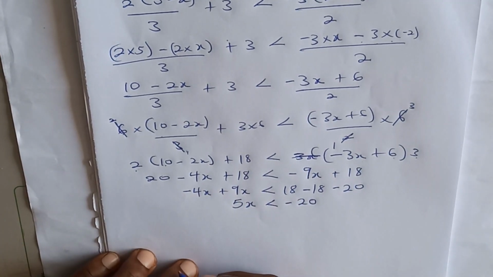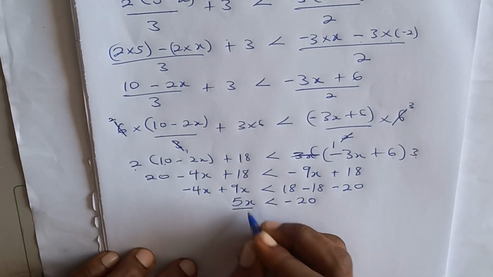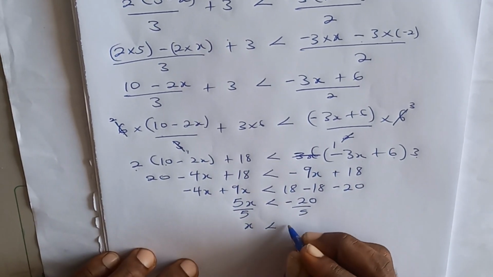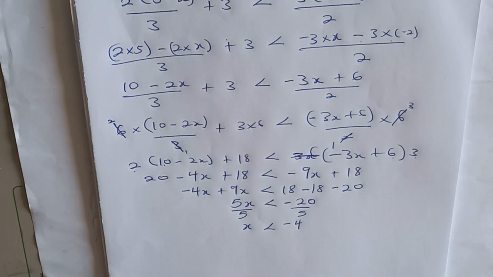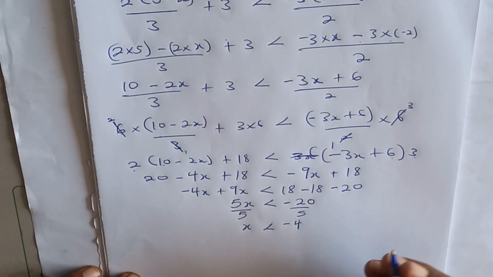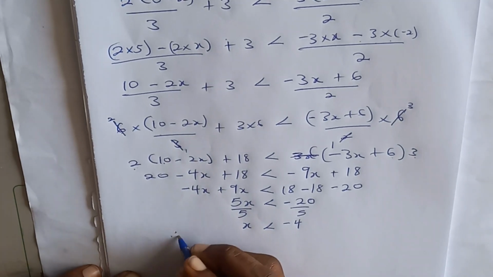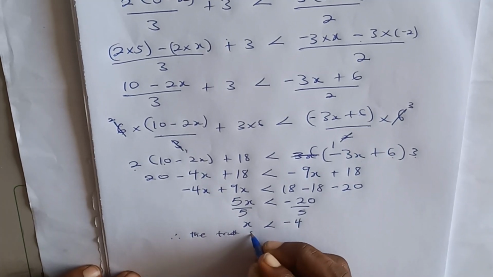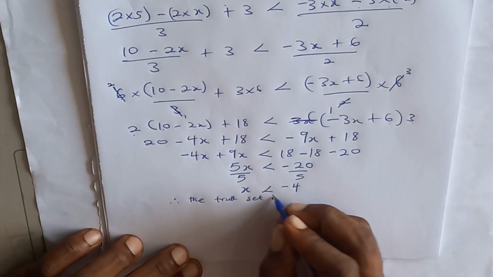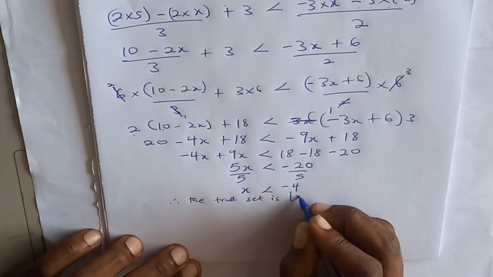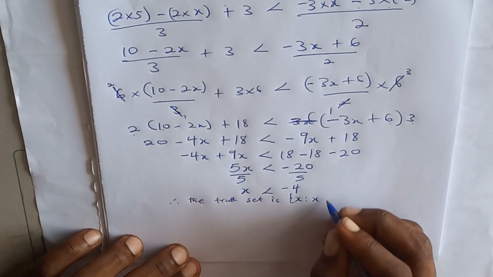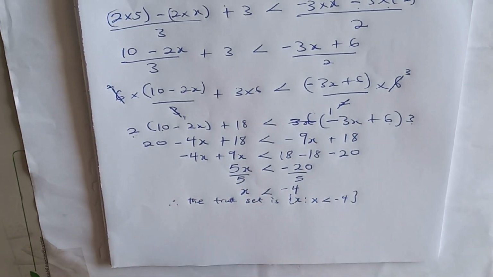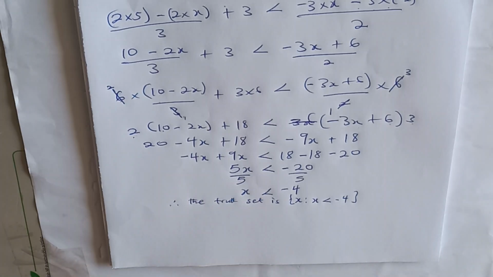We divide both sides by 5. So dividing both sides by 5, we get x is less than negative 4. Good. So our true set is going to be, say therefore, the true set is, let's say that x is less than negative 4. Good. So let us present this on the number line.